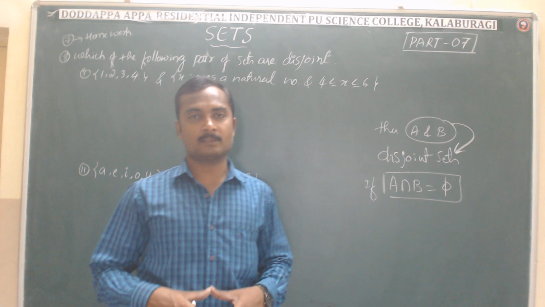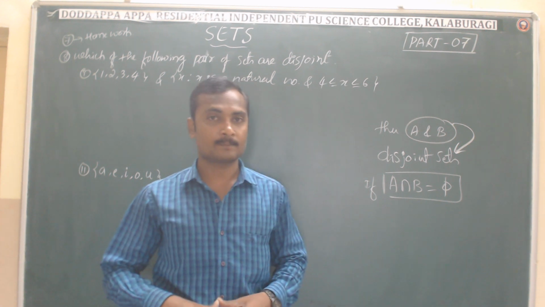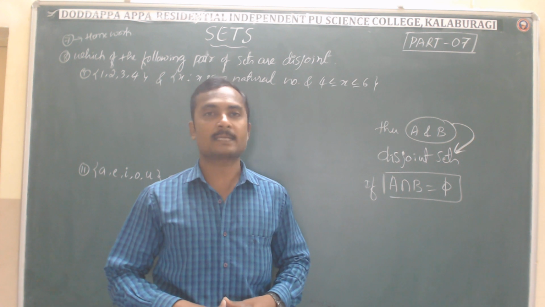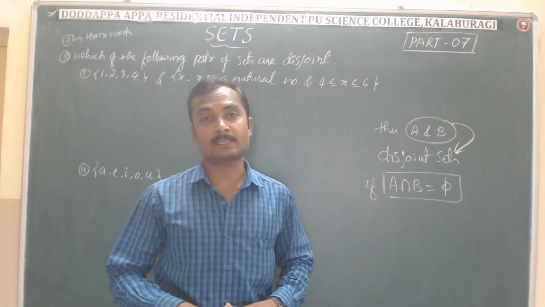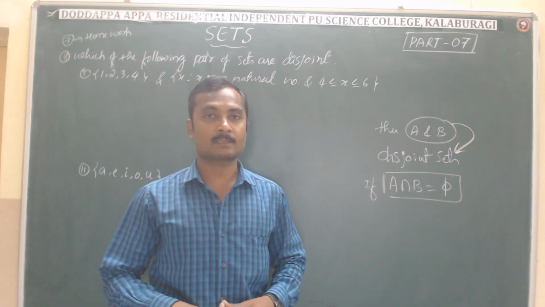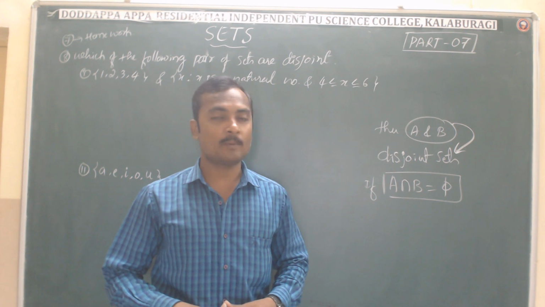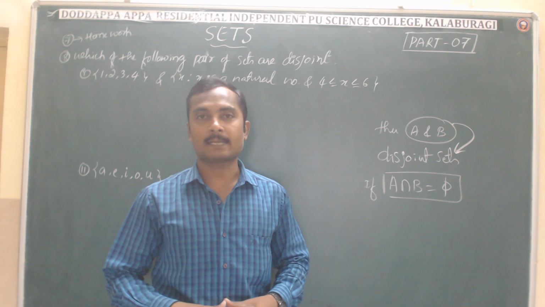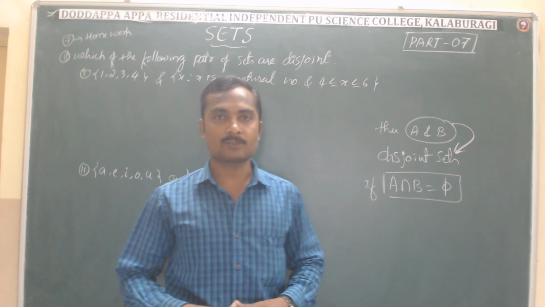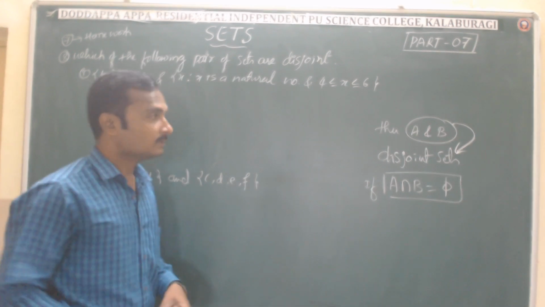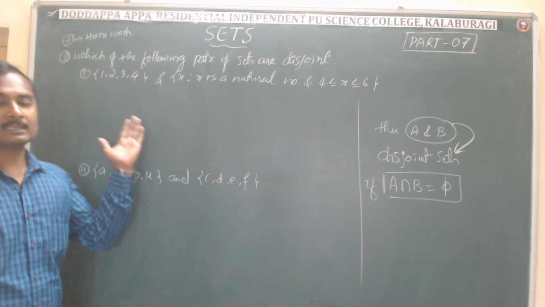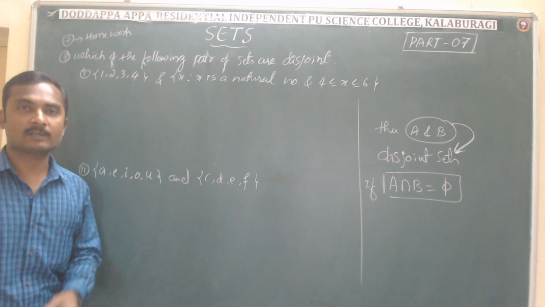In other words, I can also say that if there are no common elements present in any of the two sets given, then those two sets are said to be disjoint sets. In general, if no common element exists in the given two sets, such sets are called disjoint sets. Let us check whether these two sets are disjoint sets or not.